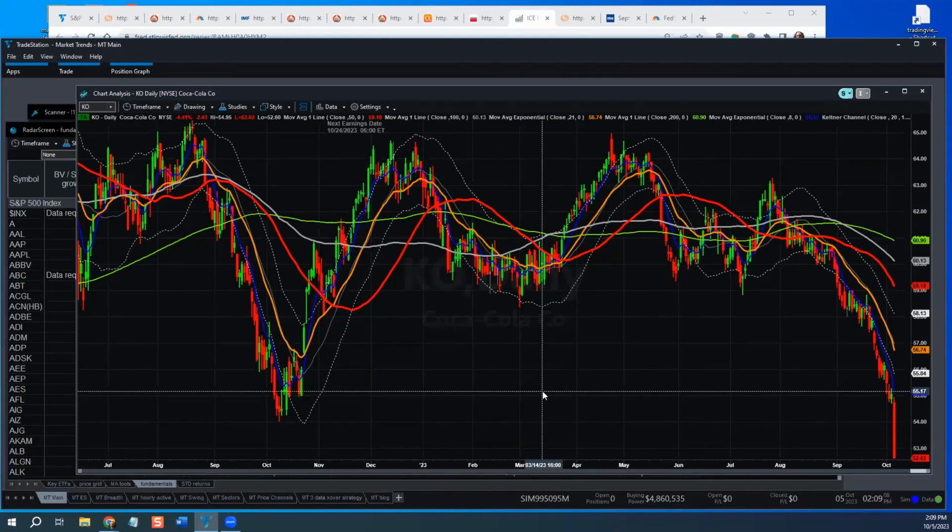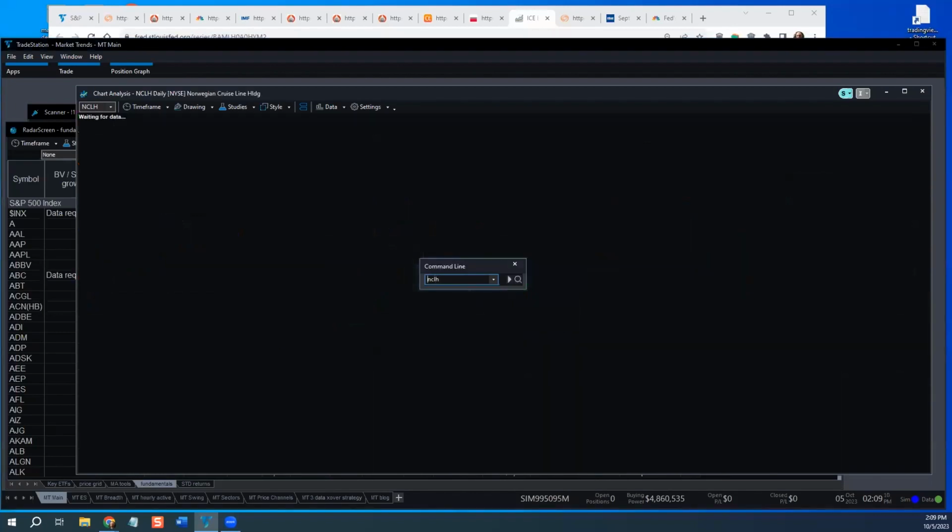We talked back in June. I remember the time we were saying these leveraged financials, the leveraged cyclicals, like the cruise ships.